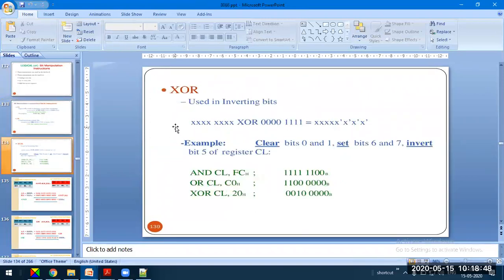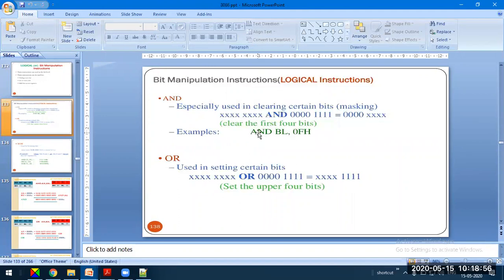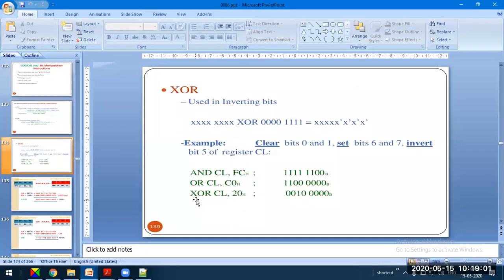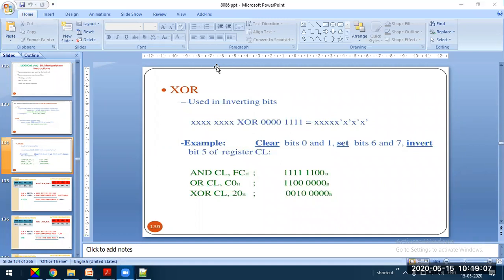8086 provides the XOR instruction. For the AND operation, AND is the instruction. For the OR operation, OR is the instruction. For the XOR operation, XOR. The XOR operation works again on 2 bytes of data, so it will XOR 2 bytes of data, and the result is stored back to the destination. A simple example is XOR CL, 20H. The data is 20H. The result is stored back into the CL register, that is the lower byte of the CX register.